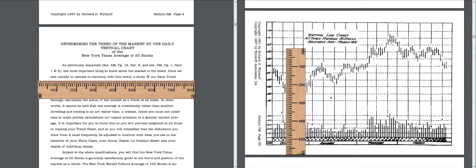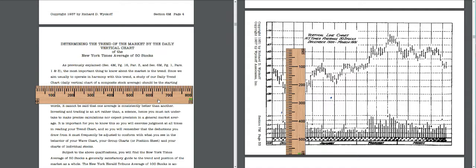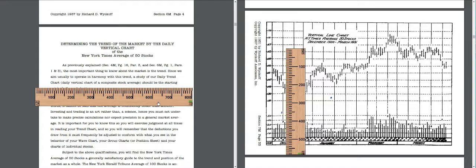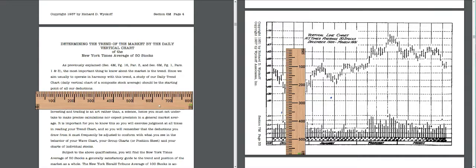The most important thing about the market is the trend, since we aim usually to operate in harmony with the trend. Study of our daily trend chart should be the starting point of all our deductions. There are three things here. The first is the most important thing to know about the market is trend. We aim to operate in harmony with the trend, but there's a reason for this.